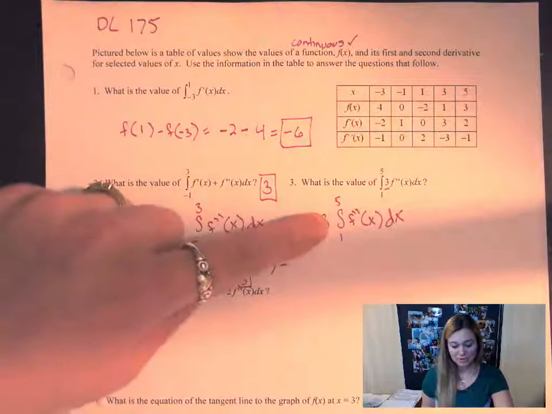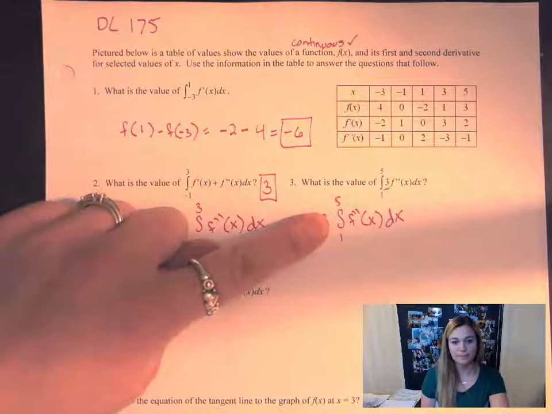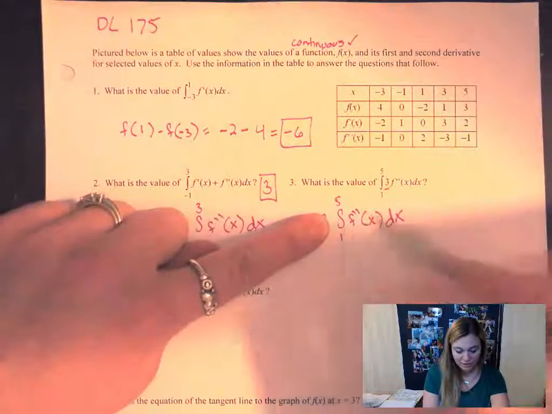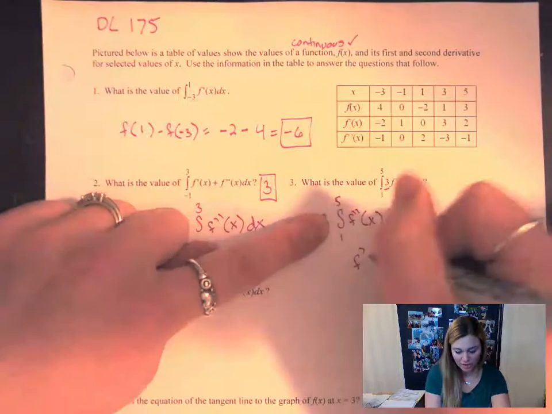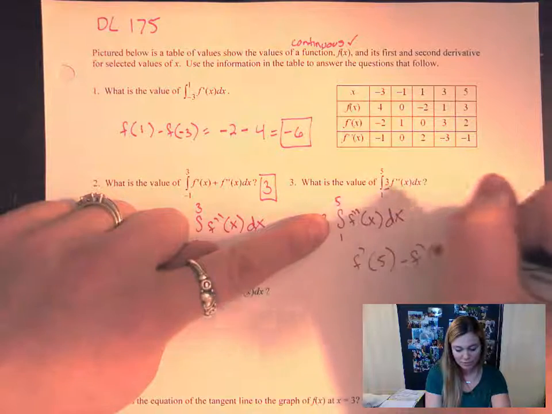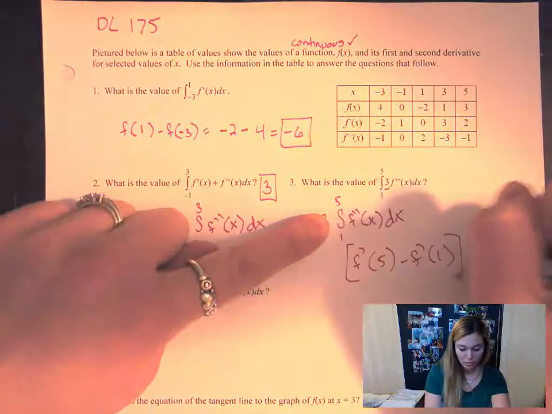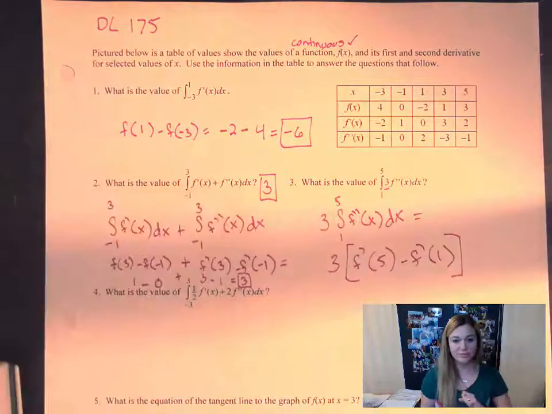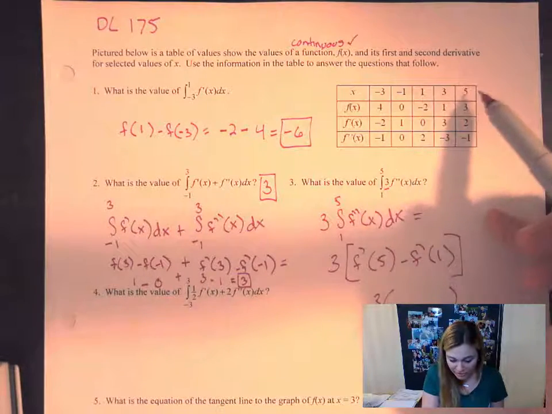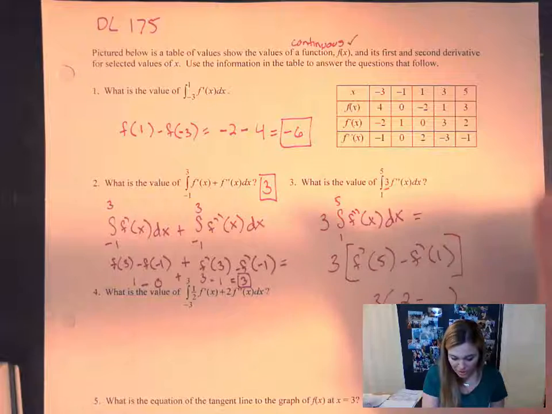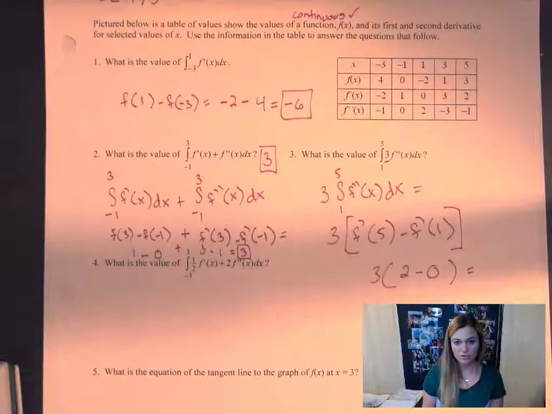Then if we focus on just this part, find this value. What would you have to do? The antiderivative of f double prime would be f prime. Remembering we're doing f of b minus f of a, so f prime of 5 minus f prime of 1. You're going to multiply whatever you get times 3. So I'm going to take 3 times f prime of 5, which is 2. F prime of 1 is 0. 3 times 2 is.